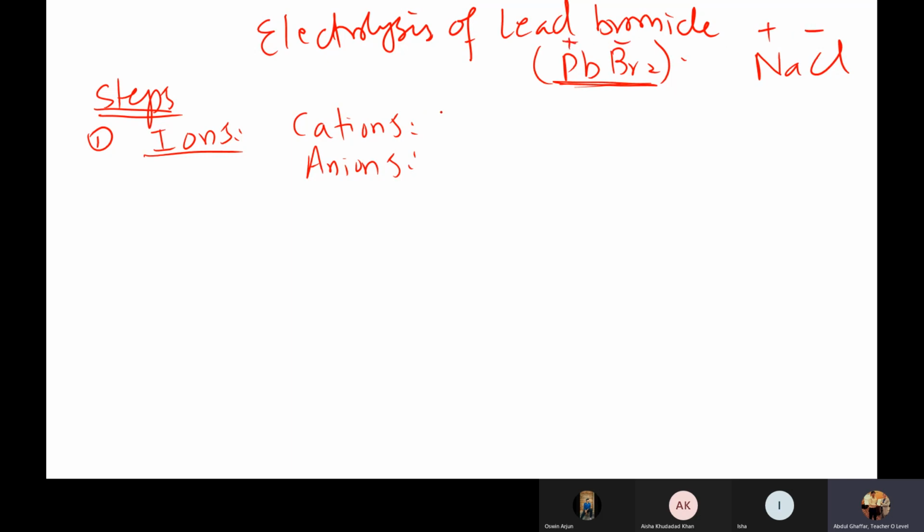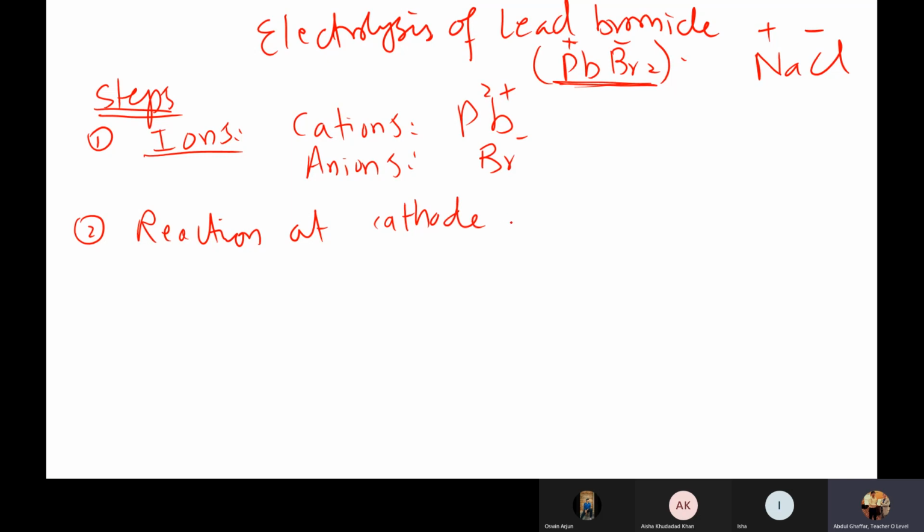In this, lead will be called the cation, and anions will be the negative particle, that will be bromine or bromide, right? Now the second step is the reaction at the cathode. The cathode, as you know, is the negative electrode. And then what will happen? The positive ion will be attracted here. So lead is positive, so it will be attracted towards the cathode.